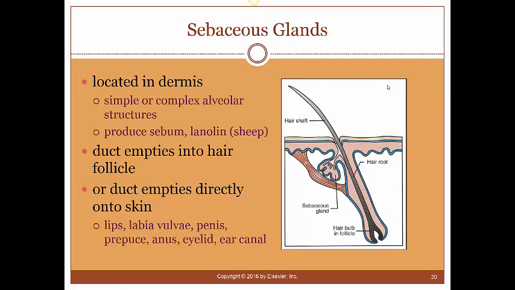Sebaceous glands, specifically right here, are located down into the dermal layers. They're actually an epithelial part of the hair follicle, but they go down into the dermal layers. They can be either simple or complex alveolar, so they're alveolar in shape, and then they can be either simple or complex. They're going to produce sebum in most species. In sheep, it's lanolin, and we already discussed where lanolin glands are located and their role.